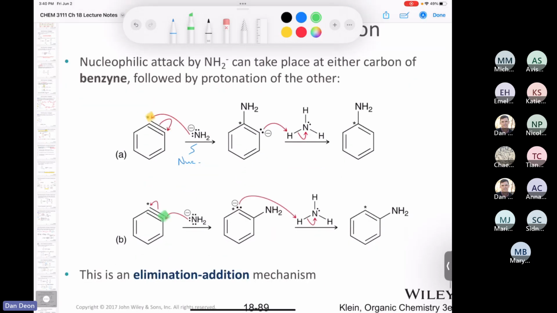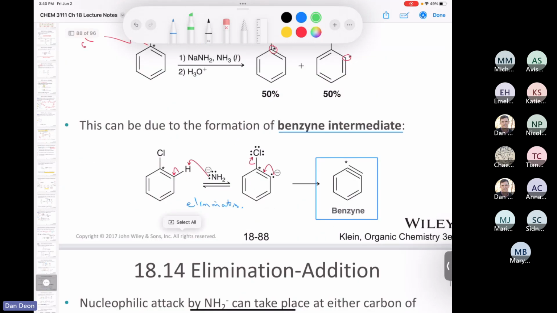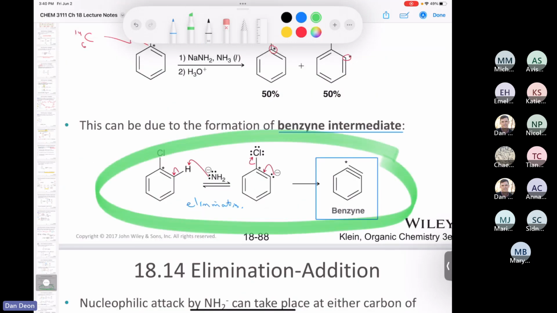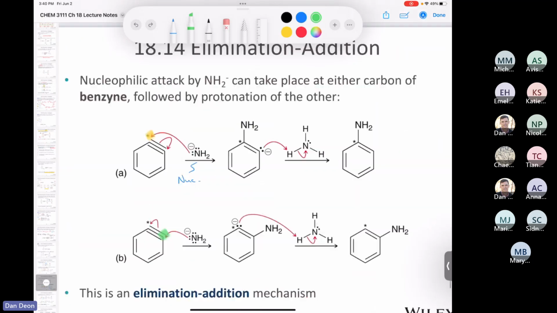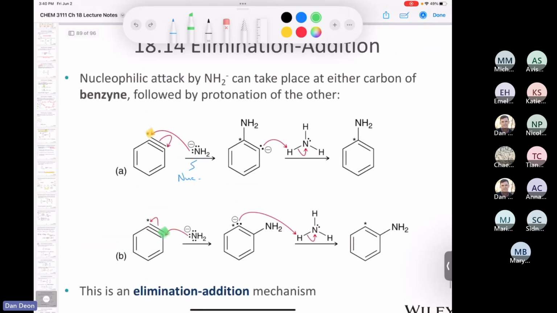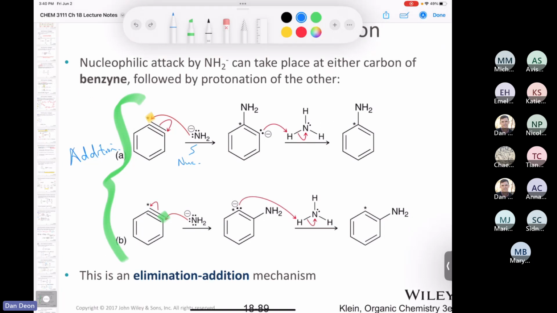So we call it elimination, right? This part was the elimination. And then the second part here, this is the addition, right? And the addition could occur on either carbon of the triple bond. And so that's why we end up with these two quote unquote regioisomers here with the radio labeled carbon in it. So there you go.